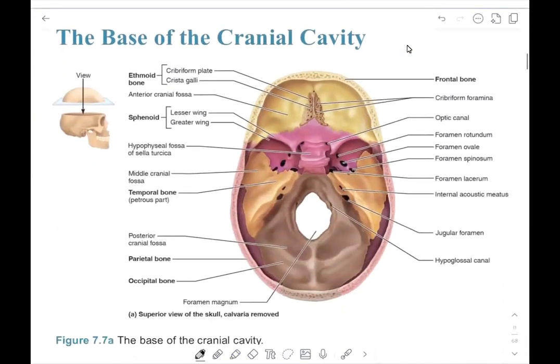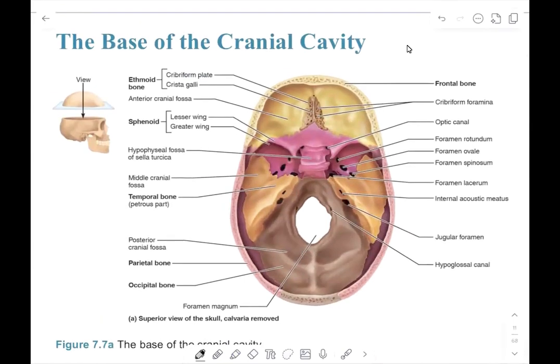When we open up the skull and we look at the inside of it on the bottom, we can see some cranial bones like the ethmoid bone, the sphenoid bone, temporal, parietal, occipital, as well as part of the frontal bone. Other parts listed here, you may or may not have to know for lab, but again, that's why you want to ask your lab instructor.